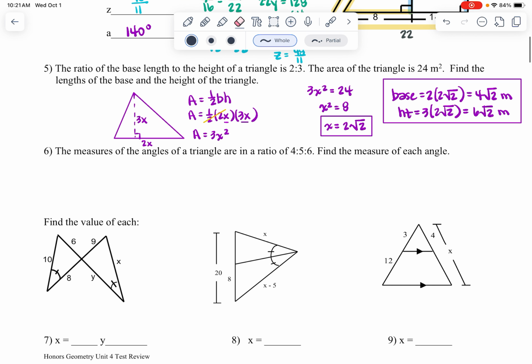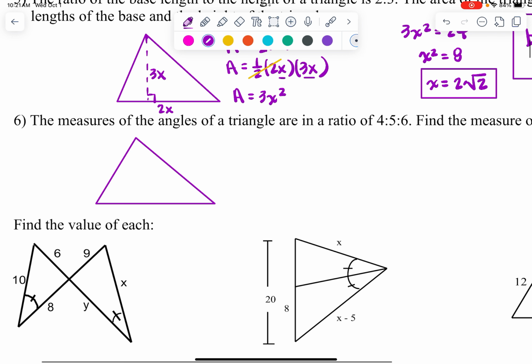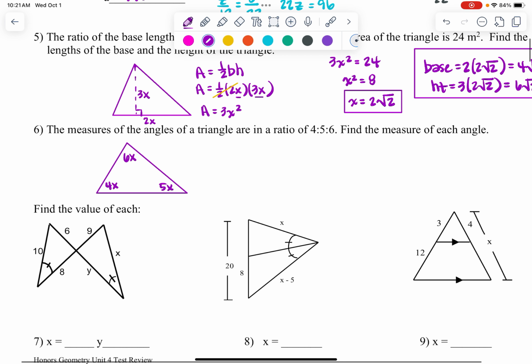All right, number 6. The measures of the angles of a triangle are in a ratio of 4 to 5 to 6. Okay, well, we did this last unit, right? Again, I don't really know exactly what the triangle looks like, and it doesn't really matter. Remember, our ratios are multipliers. We did that same thing right here. They gave us a ratio, so we just made it a multiplier. So we're going to do the same thing here. So 4x, 5x, 6x, and those are angles of the triangle, right?